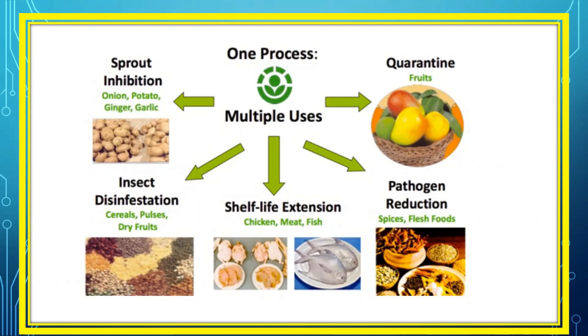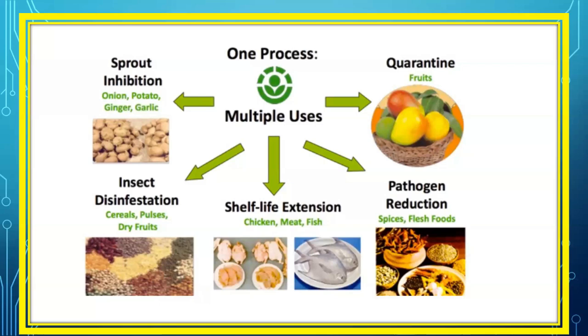Like when we store potatoes, onion, garlic, they start growing and produce sprouts, and we can't use them, so we usually throw them. So to control the sprouting of onion, potato, ginger, garlic, a low dosage of radiation is used. In case of cereals, pulses, and dry fruits, when you store them in gunny bags in warehouses, radiation is used to prevent insect infestation.